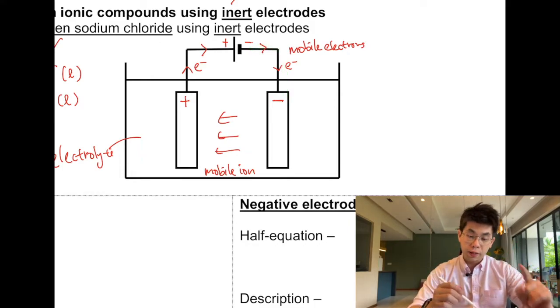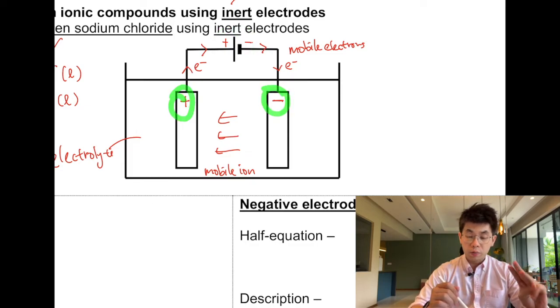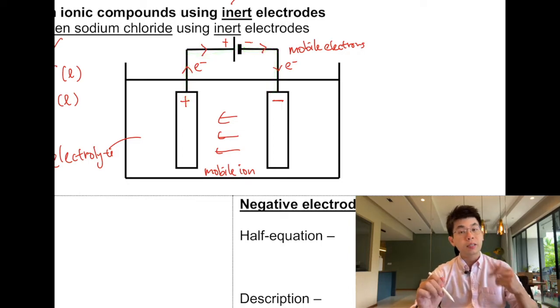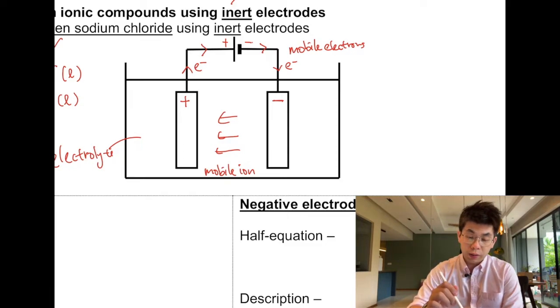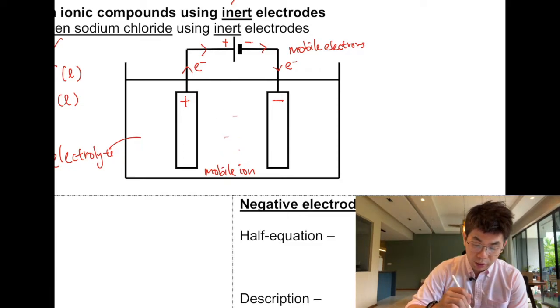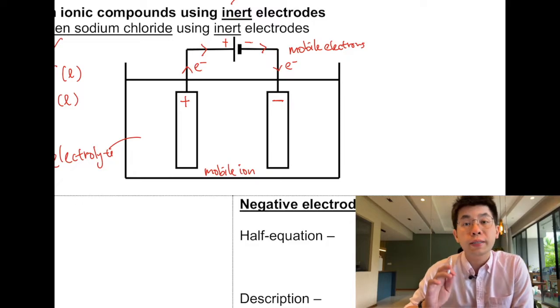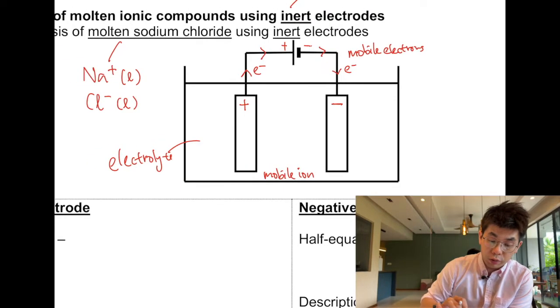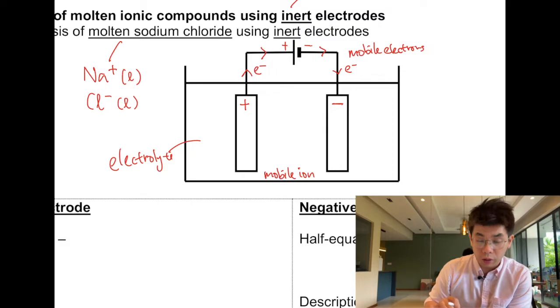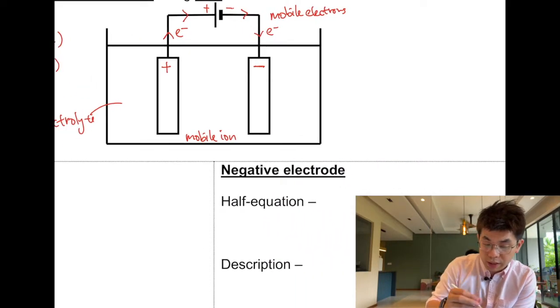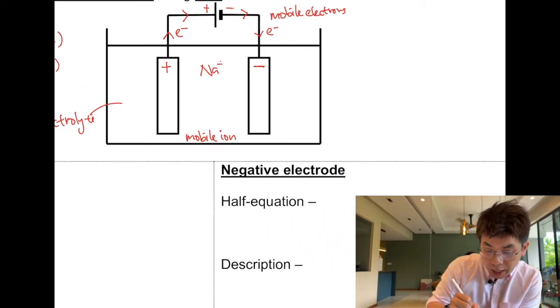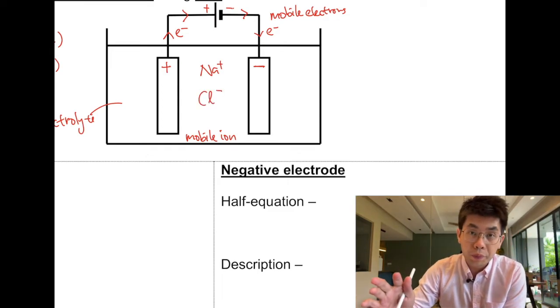So I repeat, step 1, label the battery. Step 2, label the electrodes. Step 3, electron movement from negative to the electrode and then from electrode to positive. Okay, all these are very important. Okay, next, what's the next step? So next step, I need to identify all the ions present in the electrolyte. And because over here is molten sodium chloride, the things present in the electrolyte are just Na+ (l) and Cl- (l). Okay, that's all.